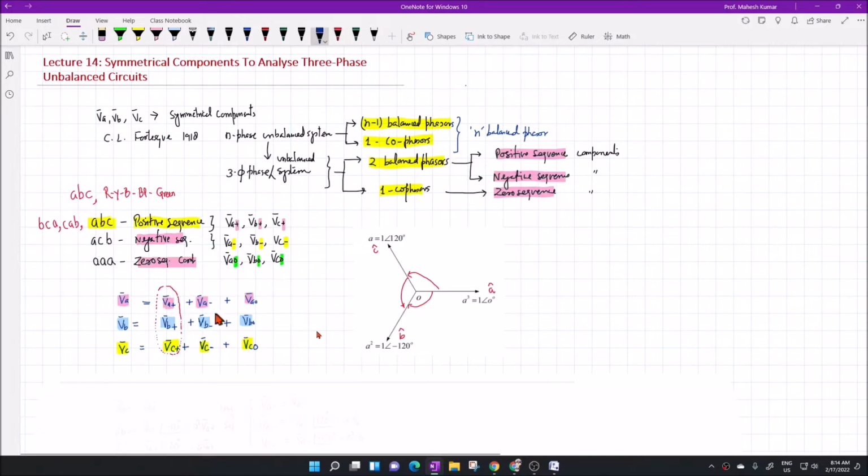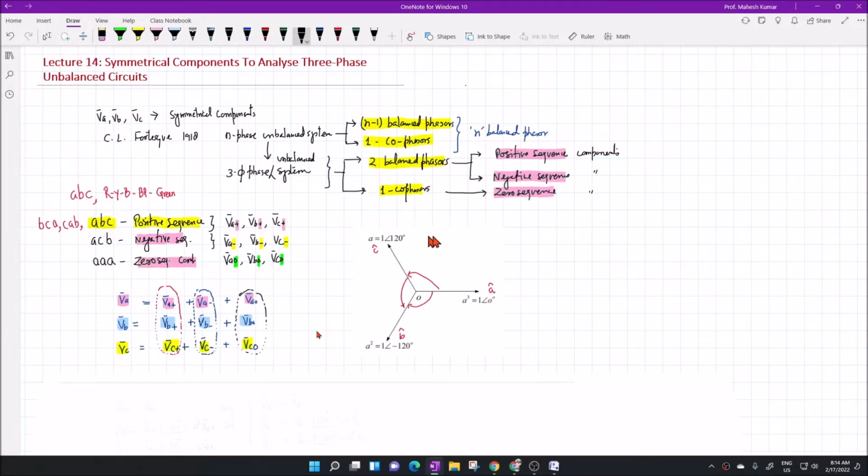These form the negative sequence. And this forms the zero sequence. Each phase has positive, negative and zero sequence. Together, the positive, negative and zero sequence of any phase form the overall phasor of that particular phase voltage.